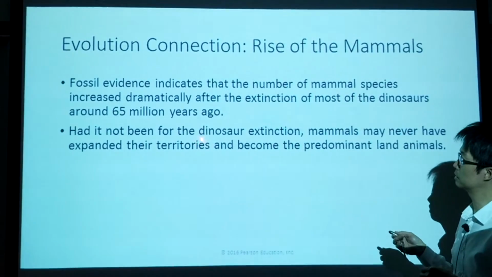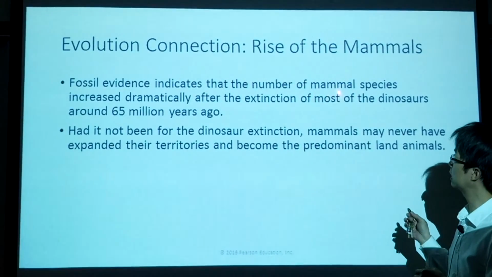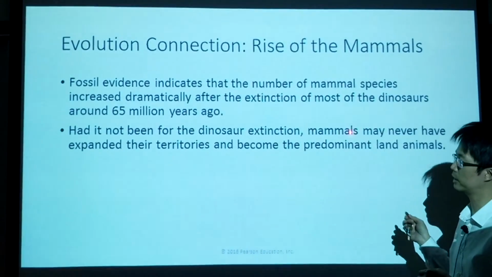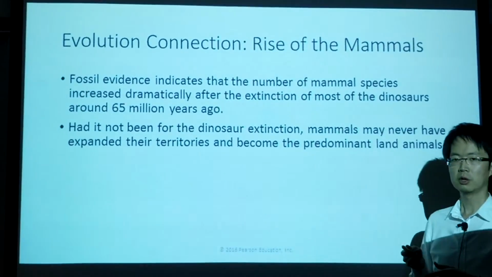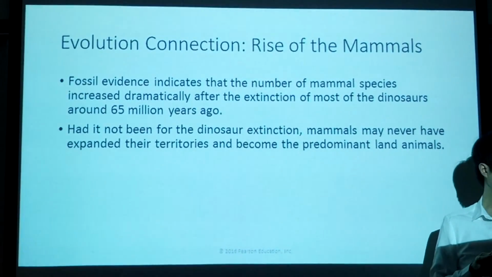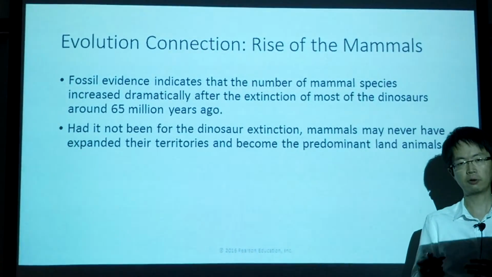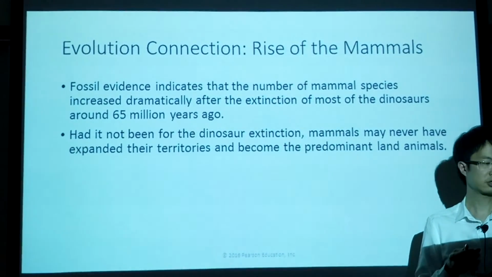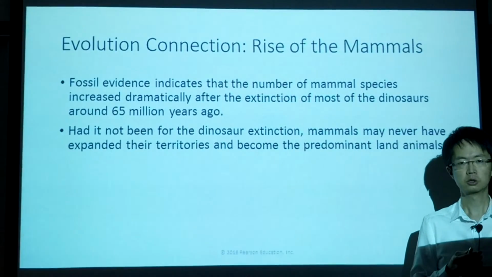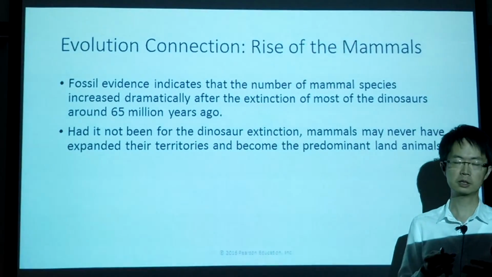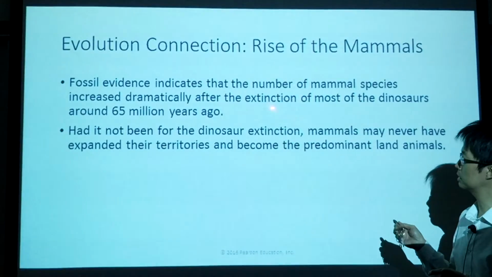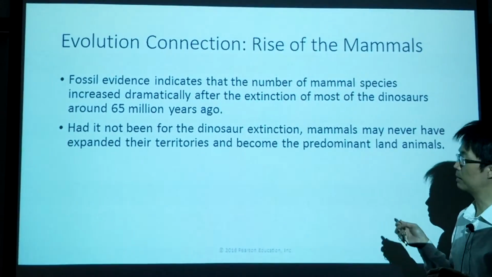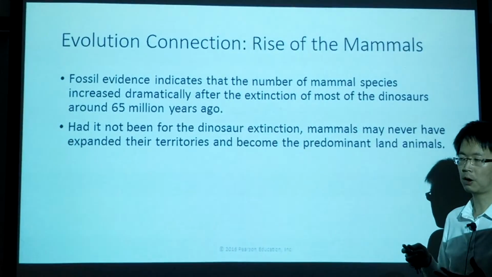The fossil evidence tells you that the mammal species increased dramatically after the extinction of the dinosaurs. Mammals and dinosaurs may have overlapped for some time, but during the overlap, the dinosaur was the dominant species on the planet. But after all the dinosaurs died, then mammals populated the earth.